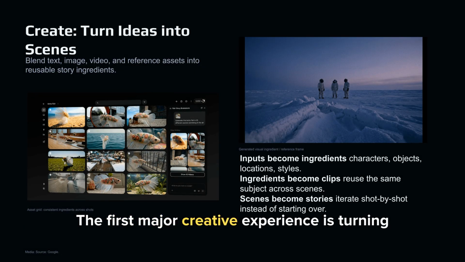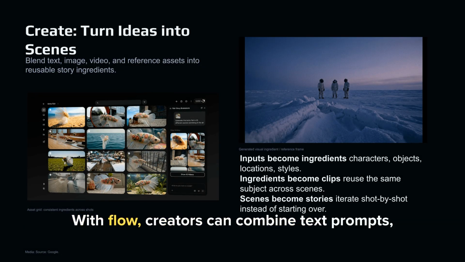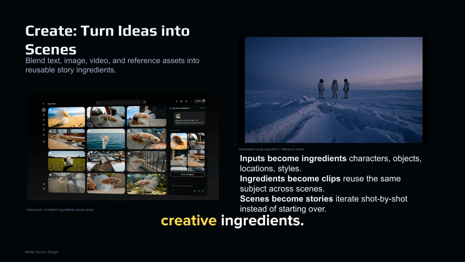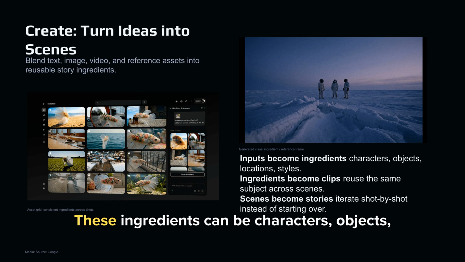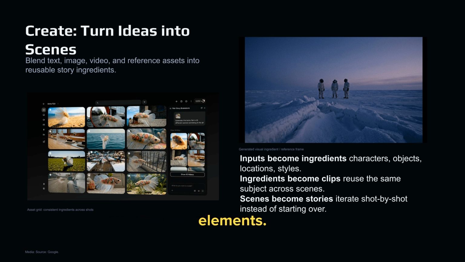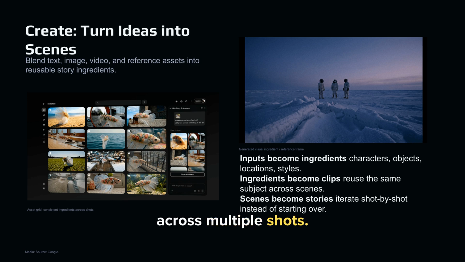The first major creative experience is turning ideas into scenes. With Flow, creators can combine text prompts, images, video references, and other visual materials into what Google calls reusable creative ingredients. These ingredients can be characters, objects, locations, visual styles, or specific scene elements. Once you create them, you can reuse them across multiple shots.